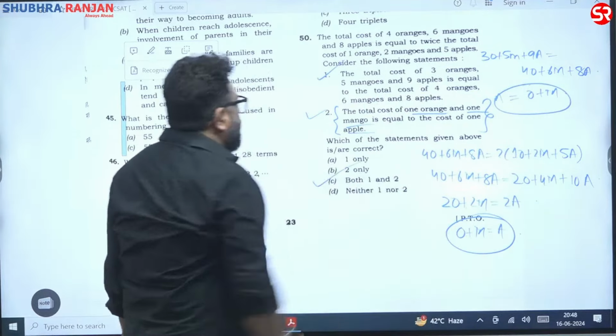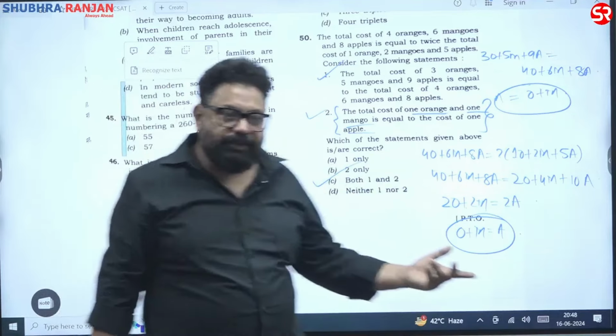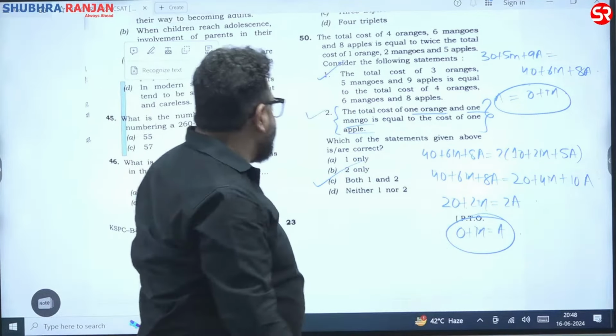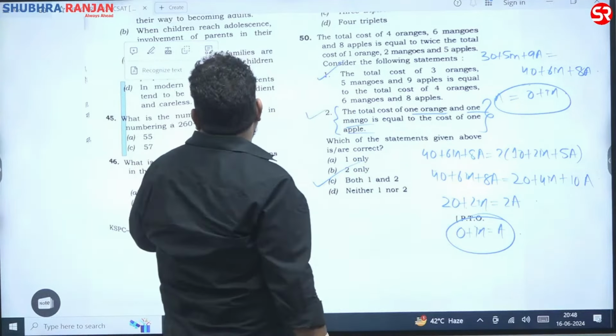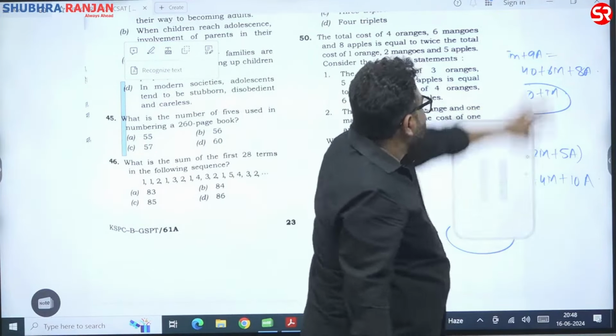So both 1 and 2, which of the statements are correct? Both the statements are correct. So it is very, very easy, isn't it, guys? So let's see the next one.